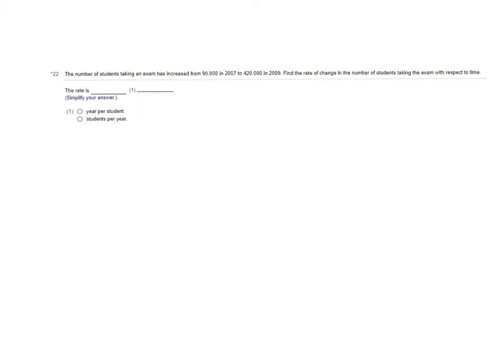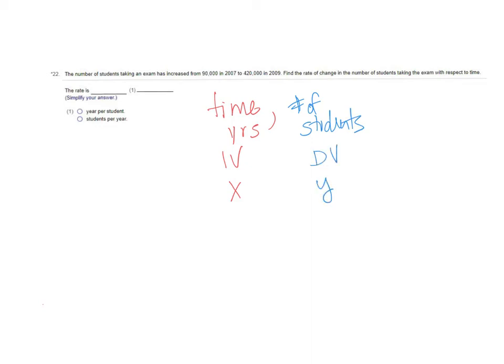And if we look at this, we have two different variables, two things that are changing. We have the time, and the time is measured in years, and that will be our independent variable, or our x value. And then we have our number of students that are taking the exam, and that will be our dependent variable, or our y, as part of our ordered pair.